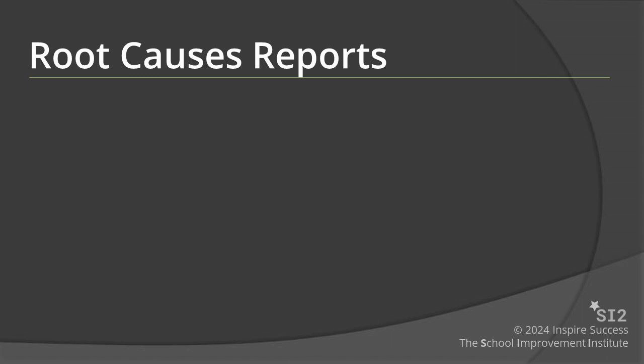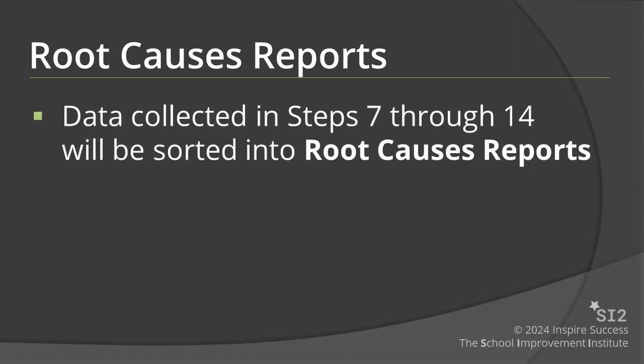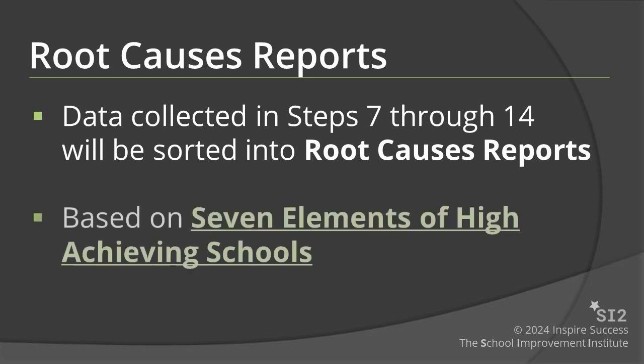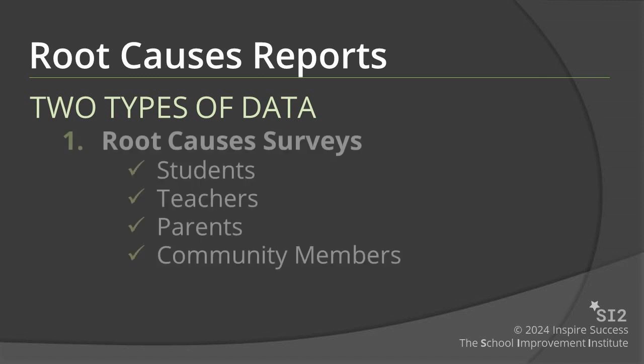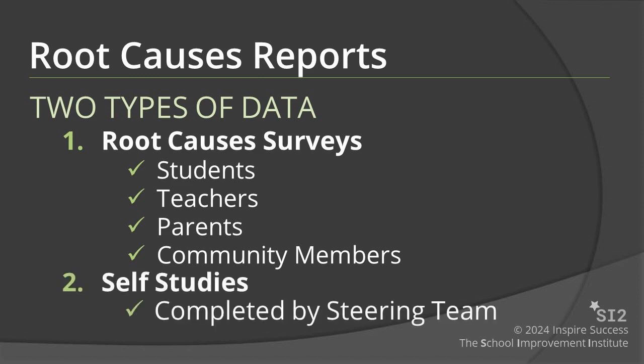All of the data that you collect in steps 7 through 14 will be sorted into root causes reports that are based on SI2's elements of high achieving schools. The root causes reports consist of two types of data, survey data and self-studies data. You'll survey students, teachers, parents, and community members in steps 7 through 10. Then you'll answer at least 2 question sets about your school.